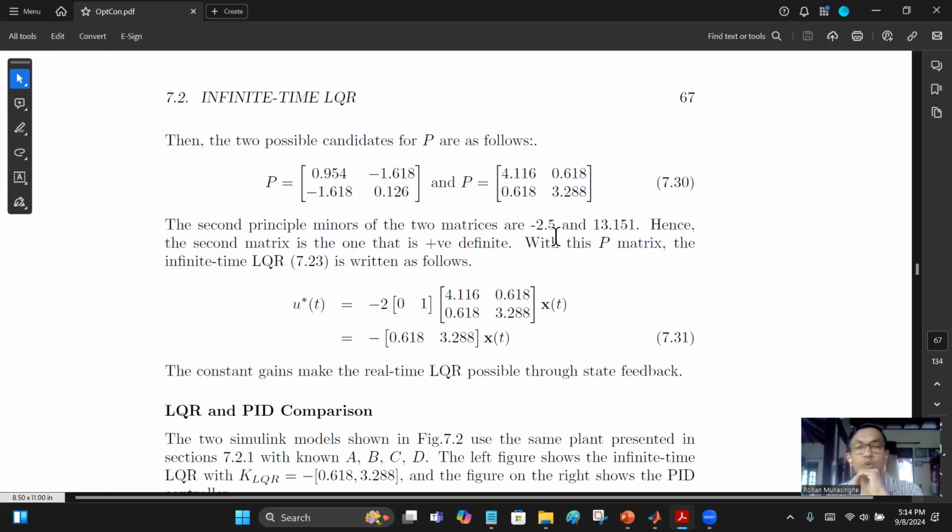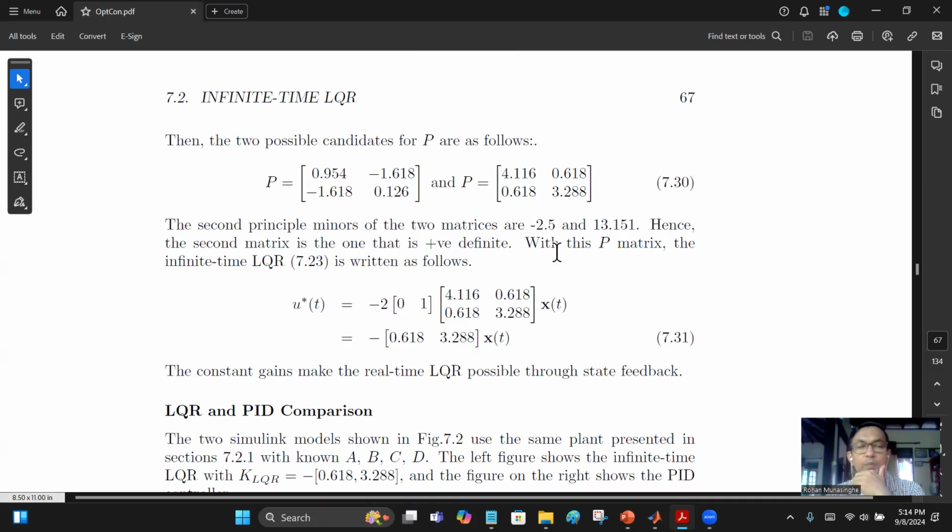It is minus 2.5 and 13.151. So you can see the determinant is negative, therefore this cannot be the solution. Finally, this one is the solution. Hence, the second matrix is the one that is positive definite. Okay, that's how we find the constant P matrix here.